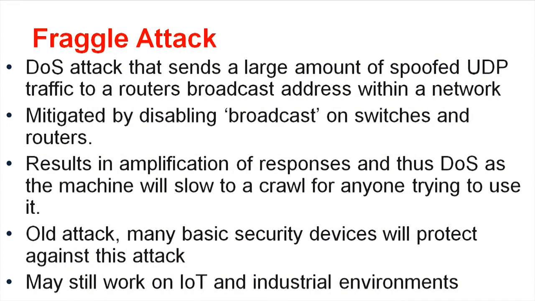A Fraggle attack is a type of denial of service attack that sends a large amount of spoofed UDP traffic. Fraggle, UDP. This is a test question. It sends a large number of spoofed UDP traffic to a router's broadcast address within a network. It's mitigated by disabling broadcast on switches and routers.